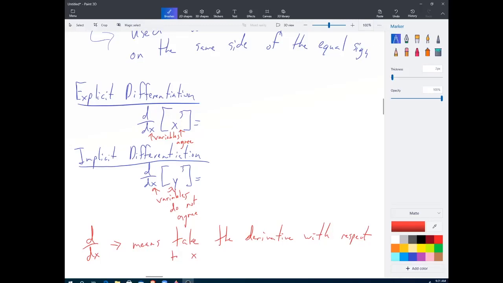So as I'm going to take these derivatives, now what is the derivative of x cubed? We've definitely done that one before.